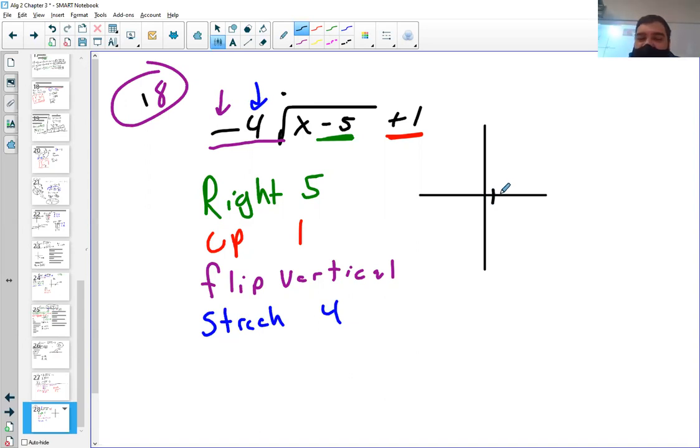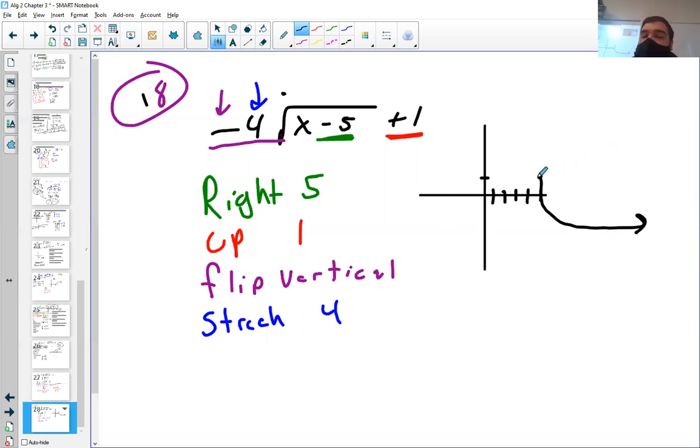So we're going to go right 5. You're going to go up 1. You're going to put your dot at 5, 1, because you went right 5, up 1. Instead of being upwards, we vertically flipped. So we're going to be downwards. The stretch part. So in this case, it's going to be upside down. When it comes to the vertical stretch part, do not worry about that in terms of graphing.